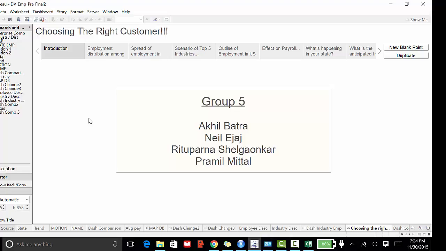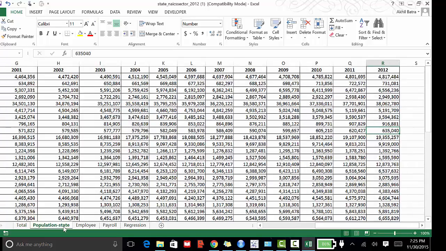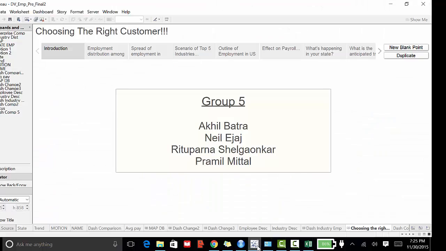We'll be presenting our visualization, choosing the right customer. The primary data used for this visualization describes employment and payroll across the US, and the secondary data set consists of population across different states from 1997 to 2012. Our problem statement is finding the right customer to provide a loan to, based on average payroll. Now let's dive into the visualization.